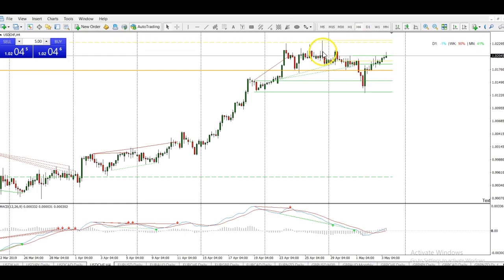Apparently, if a bad number comes out, this gives the market the liquidity to start pushing the market down. Okay, so that could be one of the outcomes today. That's why I don't get involved.